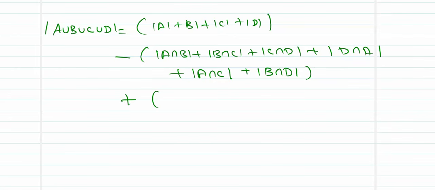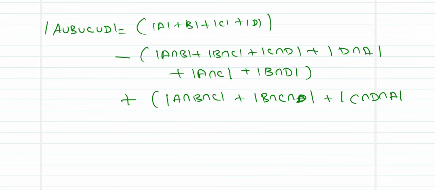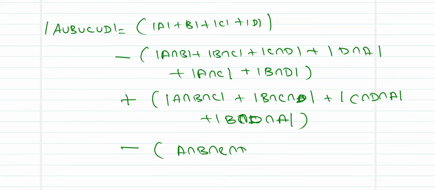Third one is plus, go for your elements taken 3 at a time, A intersection B intersection C, B intersection C intersection D, and C intersection D intersection A and B intersection D intersection A. So this is elements taken 3 at a time, minus the last one is element taken 4 at a time, A intersection B intersection C intersection D.